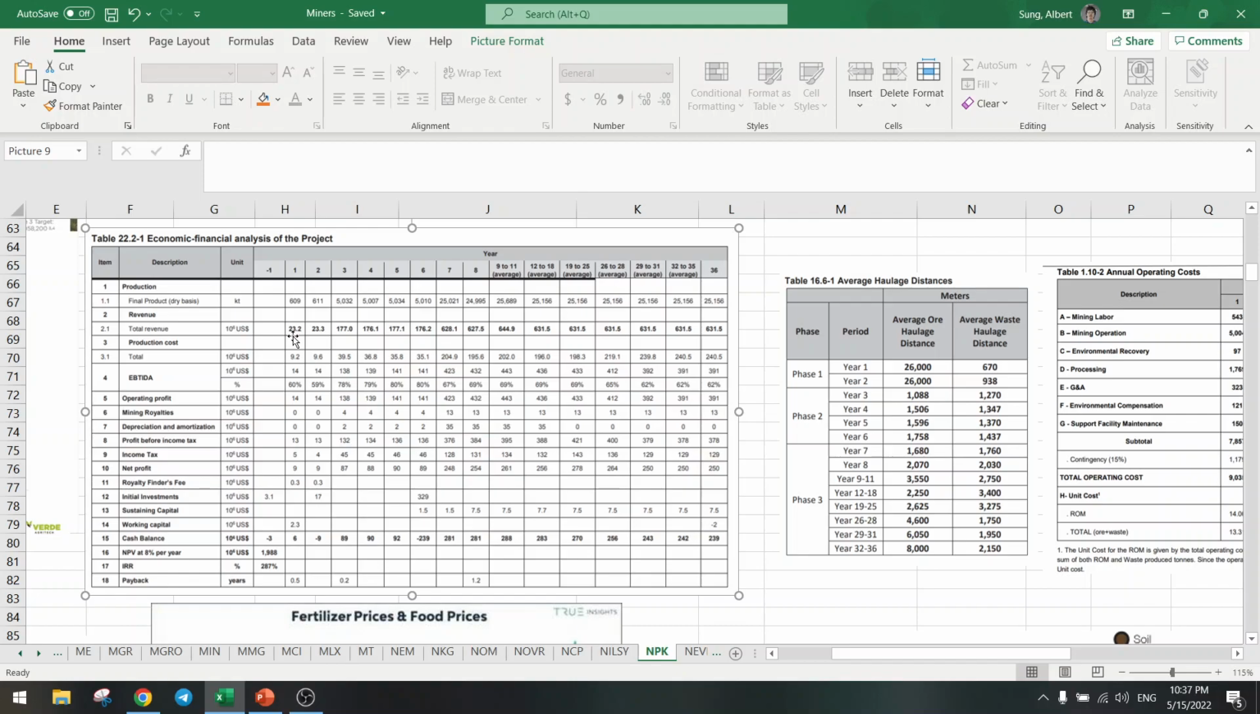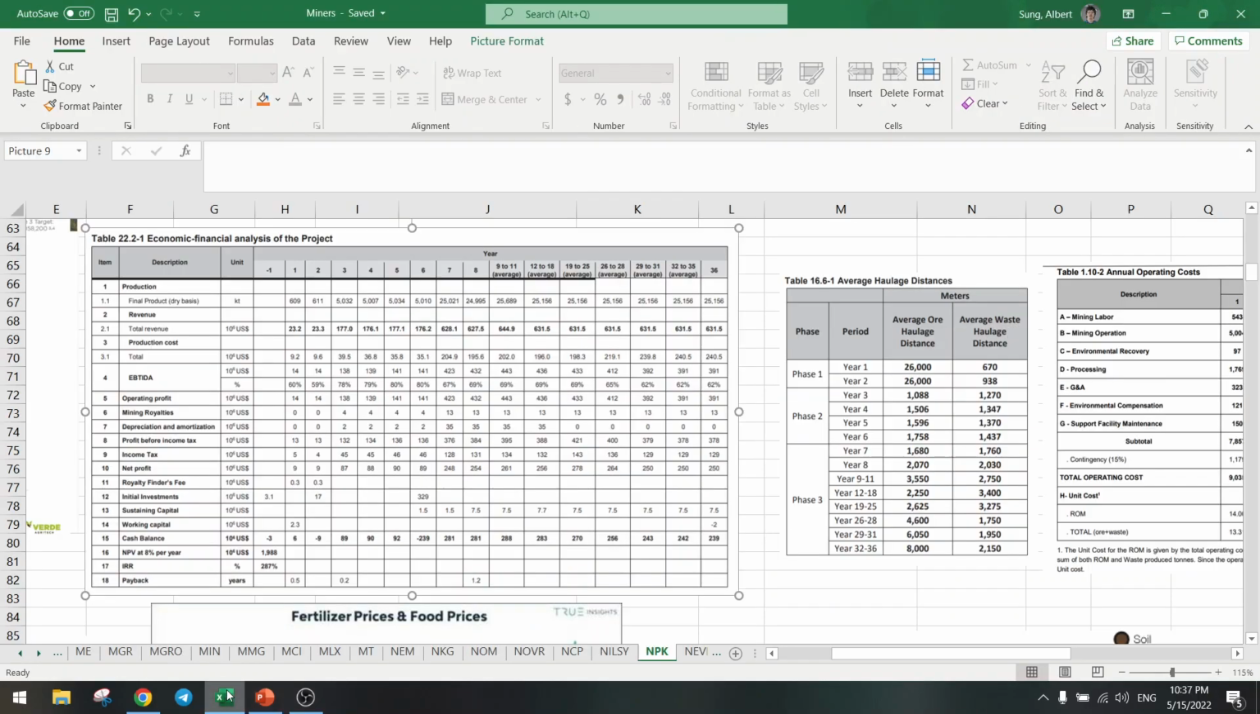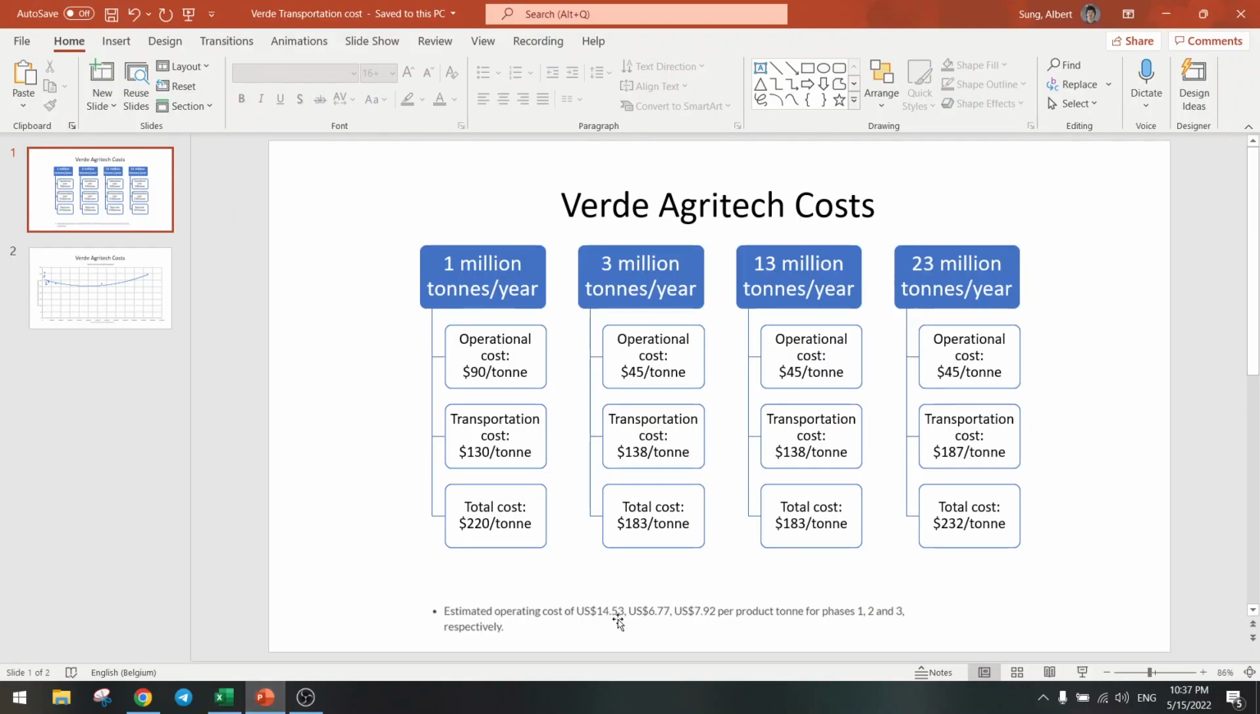Okay, so let's do that. So I have done it for you. Actually, the numbers are here. So if you divided the 10 million by the 600,000, then you get the 14.5, right? And I have done this times 6, and you get the $90 per ton, right?